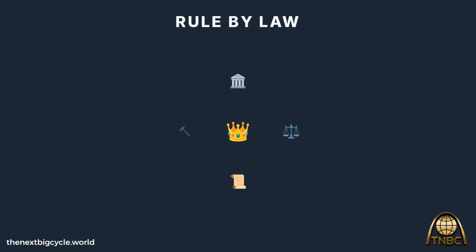Rule by law looks similar, but works very differently. Under rule by law, laws still exist, courts still function, procedures still operate, but law is no longer a limit on power. Instead, power uses law as an instrument.